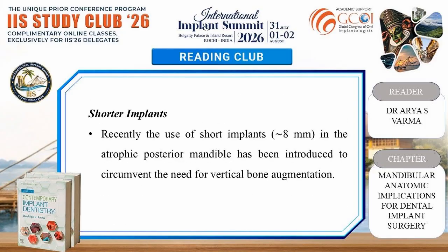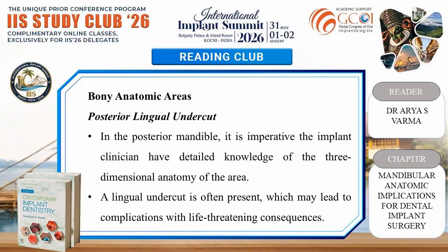of procedures. Shorter implants. Recently, the use of short implants, approximately 8 mm, in the atrophic posterior mandible has been introduced to circumvent the need for vertical bone augmentation. Bony anatomic areas. Posterior lingual undercut. In the posterior mandible, it is imperative the implant clinician have detailed knowledge of the three-dimensional anatomy of the area. A lingual undercut is often present, which may lead to complications with life-threatening consequences.